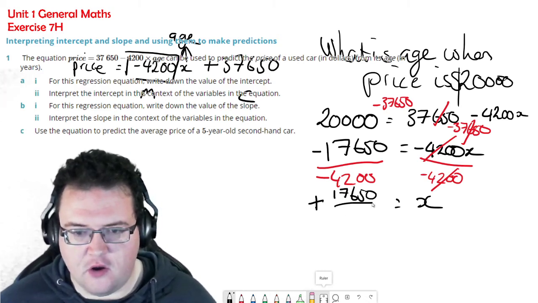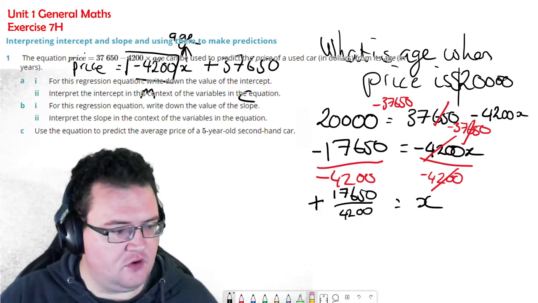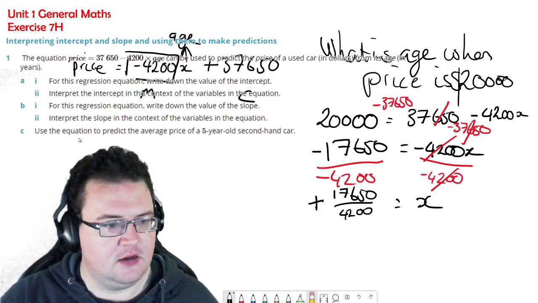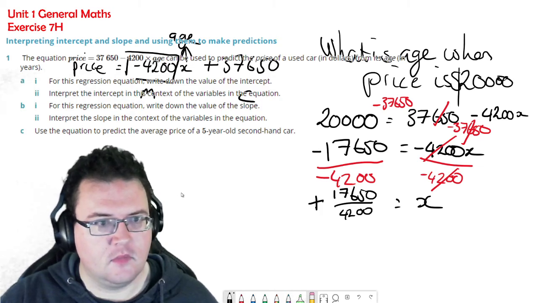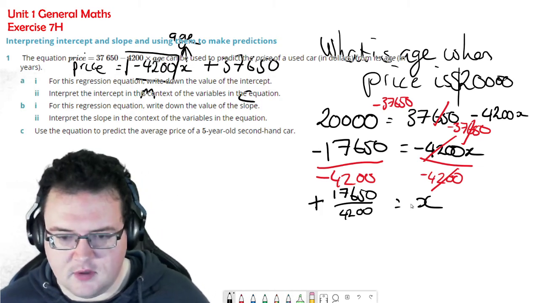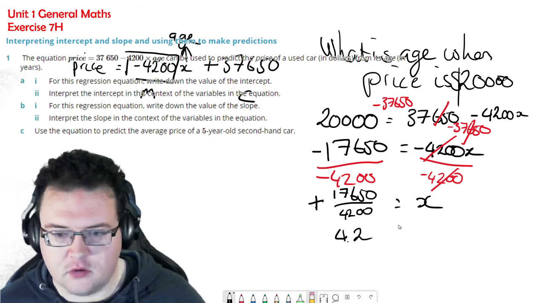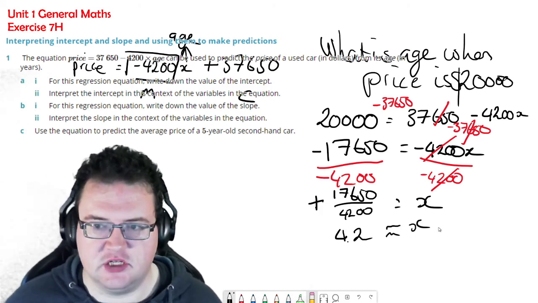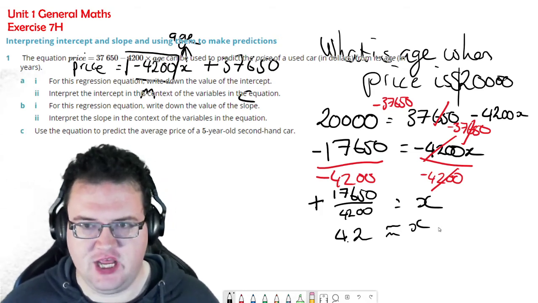So it's going to be positive 17,650 over 4,200, which if you have a calculator, you will work it out and it comes out to about 4.2-ish. So you would say the car would be worth $20,000 after about 4.2 years.